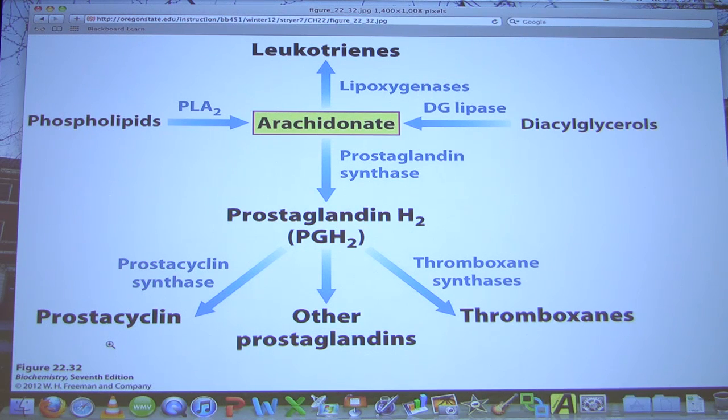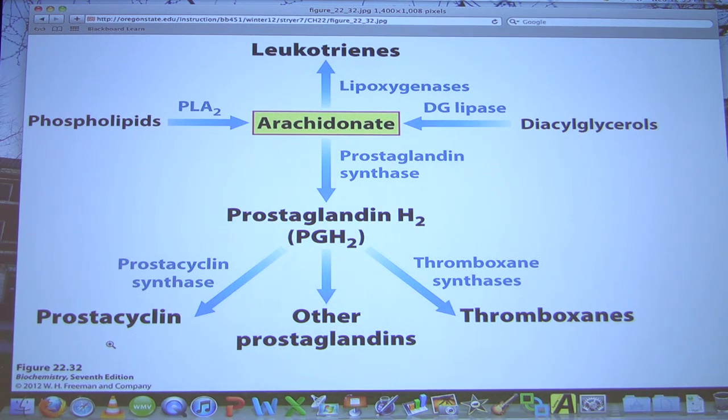Cyclooxygenase. Again, the name tells you what it does. It makes that cyclic ring, and it puts oxygens on there. People frequently abbreviate cyclooxygenase as COX, and they call this a COX enzyme.